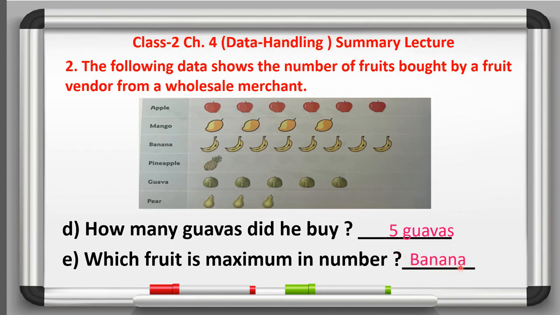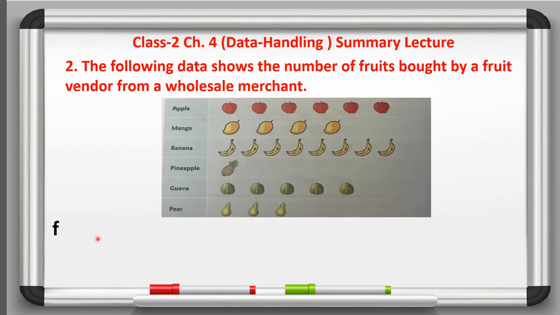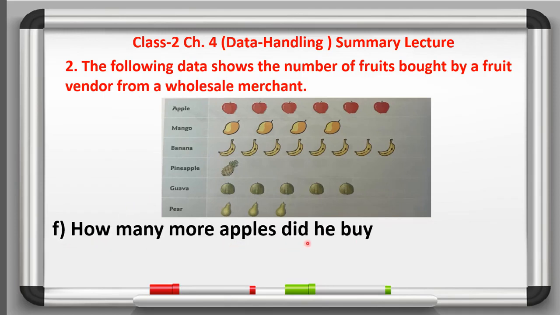In F part, it is given how many more apples did he buy than mangoes. So how many means कितने, more means ज़्यादा, apples means apple, did he buy उसने खरीदे than mangoes. So here beta we are comparing apples and mangoes. So let's see how many apples are there.